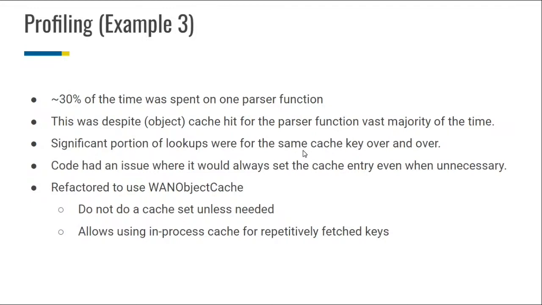So using WAN object cache, which automatically keeps the last 10 things you requested from cache around, was a massive improvement. It also allowed faster regeneration, because the previous code was setting the cache all the time. This one only sets it when you need to, and also checks to see if it's almost expired and tries to reset it. It did a bunch of fancy stuff. And replacing it with that small change significantly improved the time, even though in both cases we were doing a cache resolve, but this was a smarter use of cache.